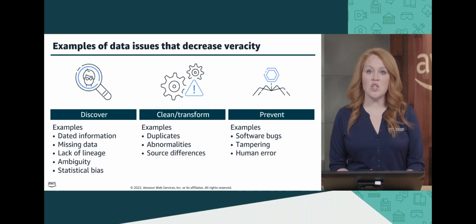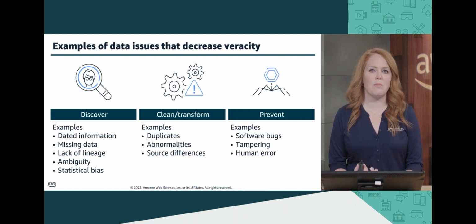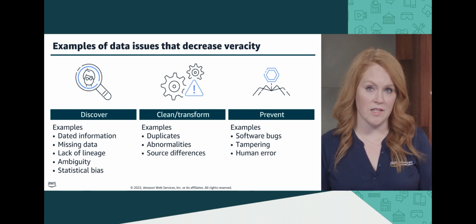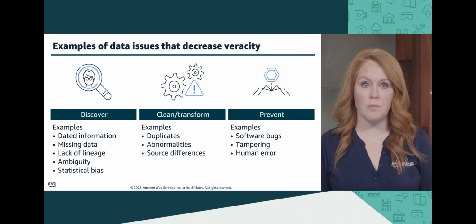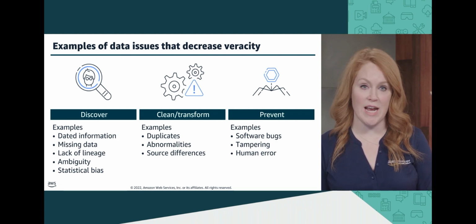A lack of lineage also makes it more difficult to address potential issues such as ambiguity. Does this value refer to Paris, Texas, or Paris, France? And statistical bias, or the data set isn't representative of its population. The level of discovery that you do will depend on what you know about the data source. You might actually perform processing or analysis on the data to help determine its veracity.